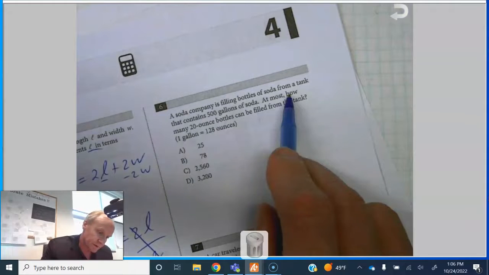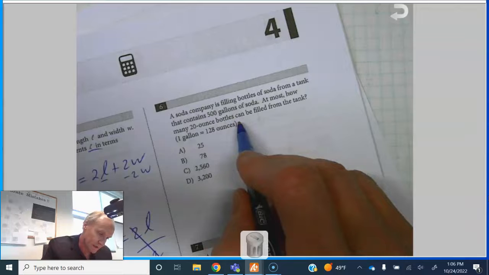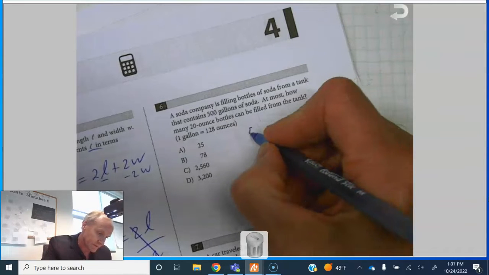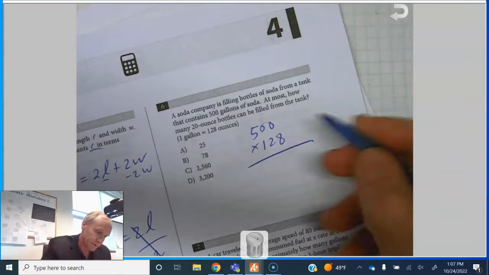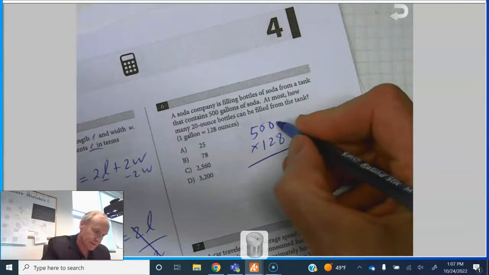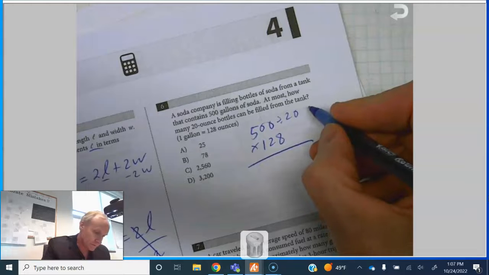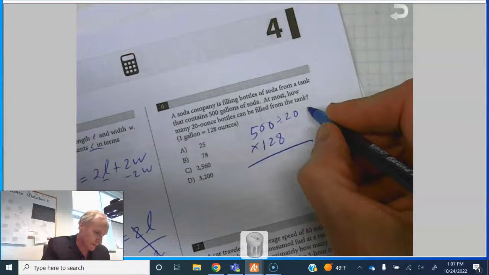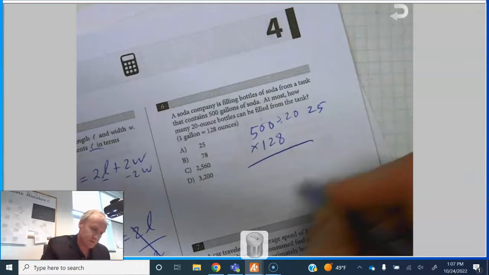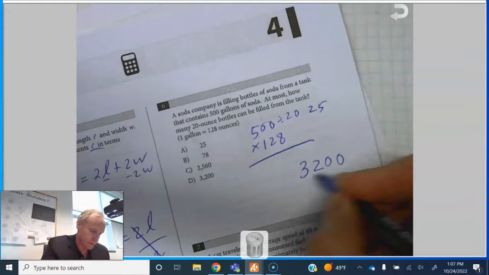A soda company is filling bottles of soda in a tank of 500 gallons at most. How many 20 ounce bottles? So we have 500 gallons times 128, and then we're going to end up dividing by 20. Well, if I divide this by 20, I get, God, I'm slow today. That's going to be 25. And 25 times 128 is 3,200.